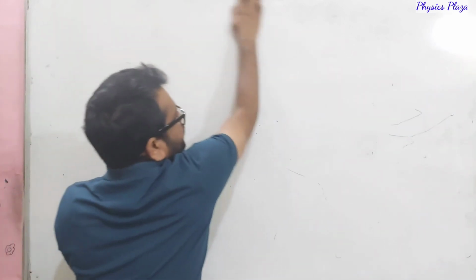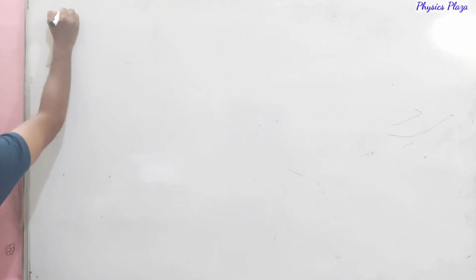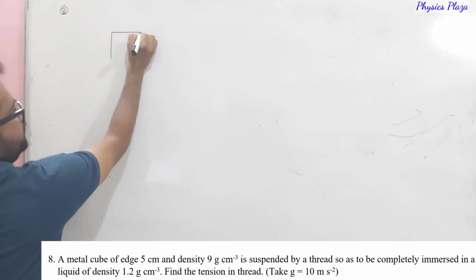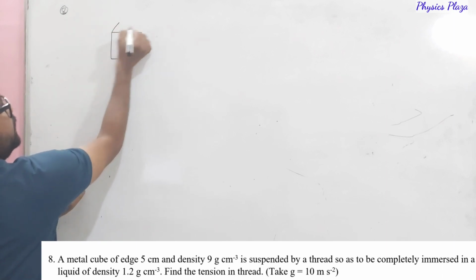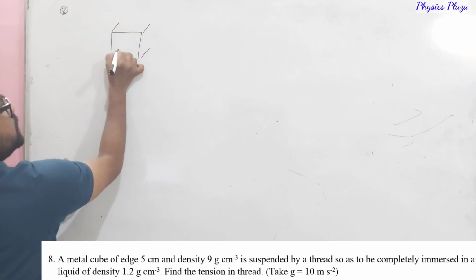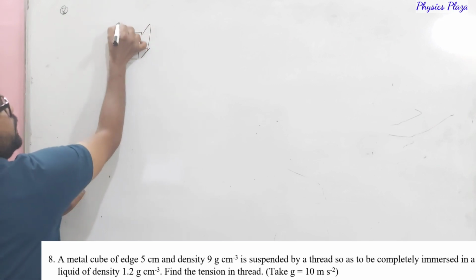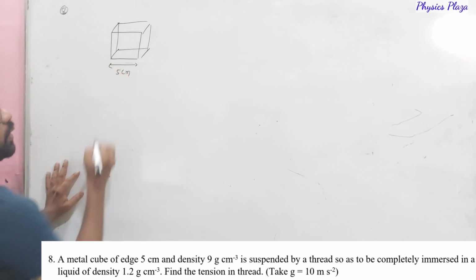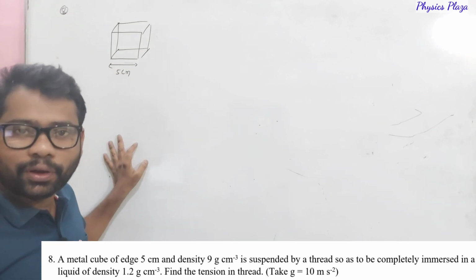Okay, moving to the next numerical, numerical 8. Children, here it is given a cube. Try to understand. Here is a cube, and it is given that each side of the cube is 5 centimeter. Then, as it is given, we can calculate volume easily.